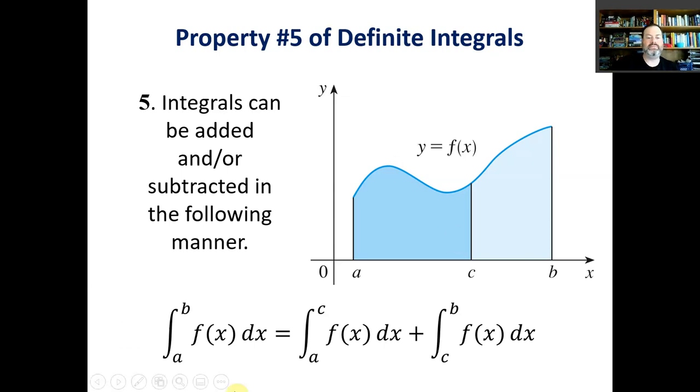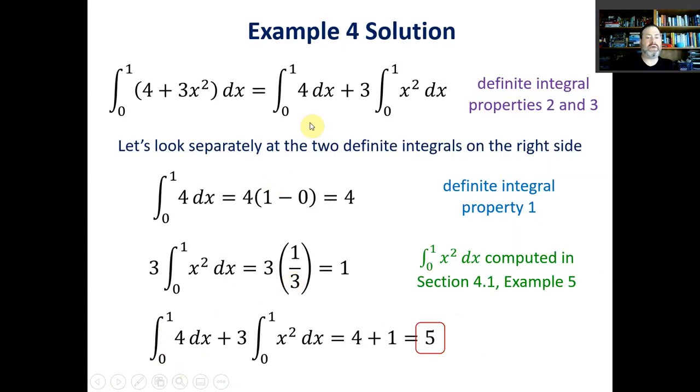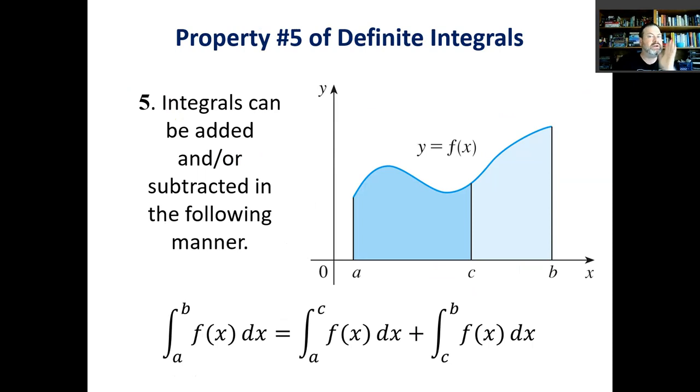So next up, we have property 5. Property 5 is very nice. This says we can add or subtract definite integrals. This is different than what we saw back here. What we saw back here is that we were splitting the integral across the sum. This property is telling us something different. This is telling us if we want to find an overall definite integral, we can break it into vertical sections, like chunks.